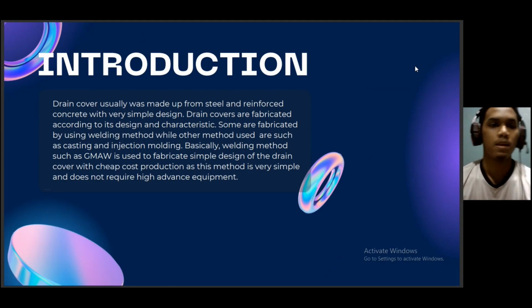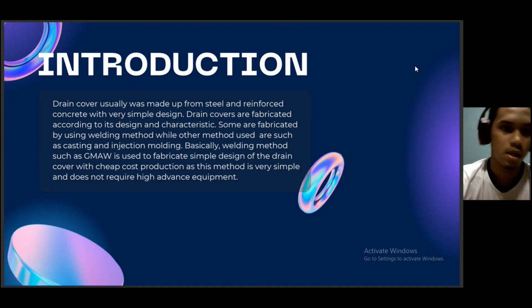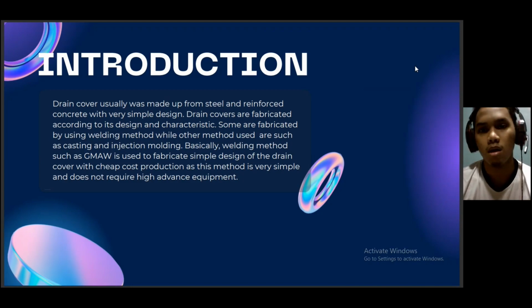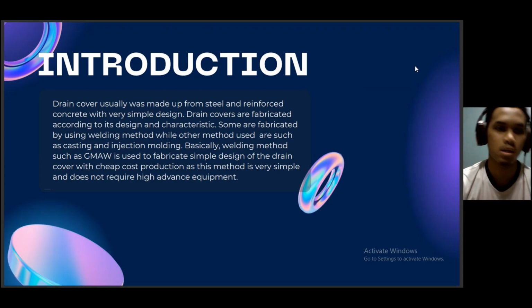For the introduction, the drain cover usually was made from steel and reinforced concrete with a very simple design. Drain covers are fabricated according to their design and characteristics. Some are fabricated by using the welding method, while other methods used are casting and injection molding.